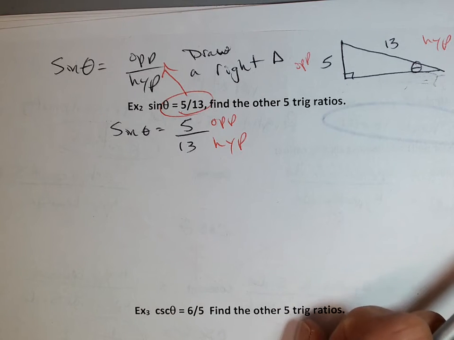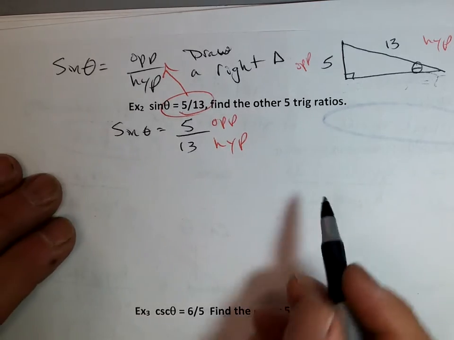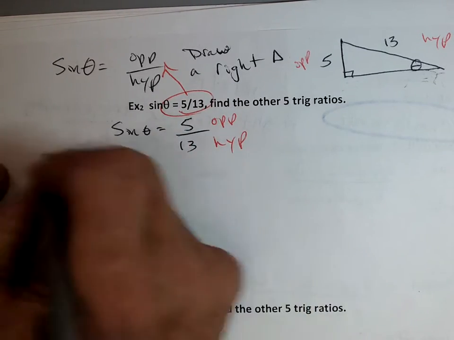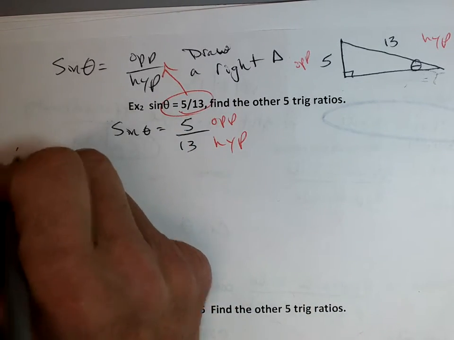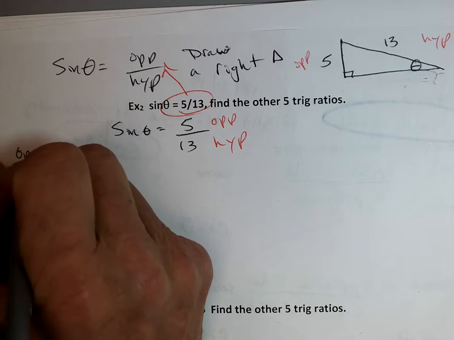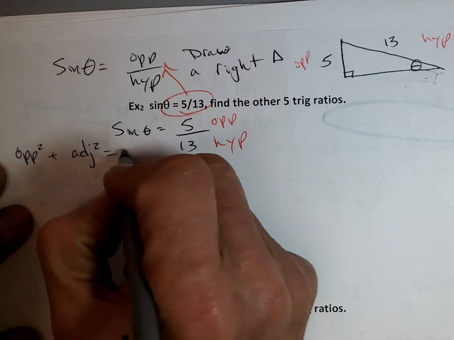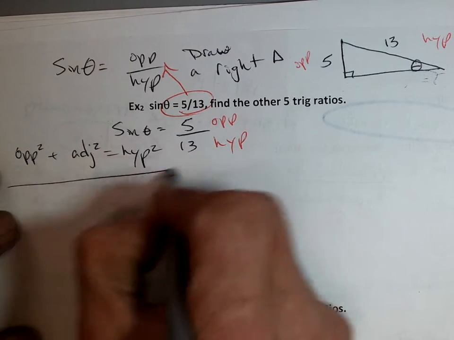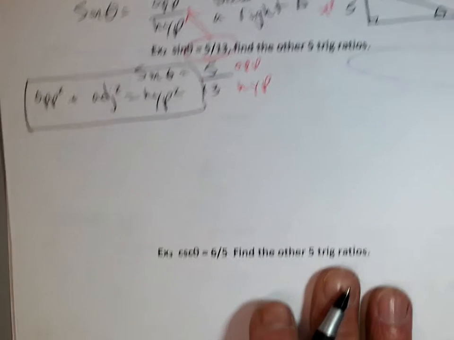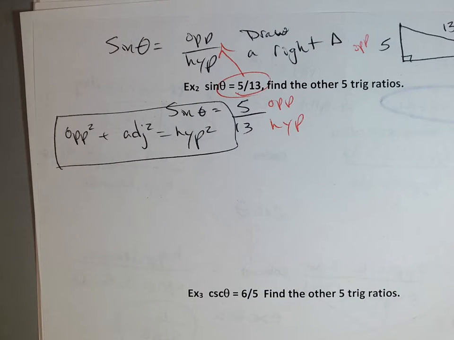Pythagoras theorem, right? So a squared plus b squared equals c squared. Write this down: opposite squared plus adjacent squared equals hypotenuse squared. That is Pythagoras theorem. We're no longer going to say a squared plus b squared equals c squared; we're going to say opposite squared plus adjacent squared equals hypotenuse squared.